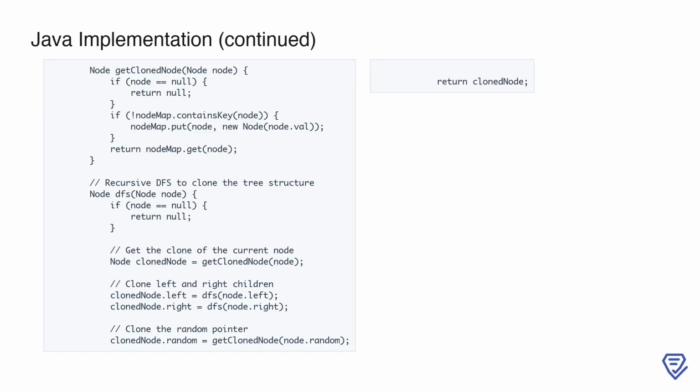If the input node is null, the method returns null. Otherwise, it retrieves the cloned version of the current node using getCloneNode. For the left and right children, we recursively call DFS and set the clone node's left and right pointers. For the random pointer, we use getCloneNode to retrieve or create the clone of the node that the random pointer references. This way, the clone tree mirrors the structure and random pointer connections of the original tree.